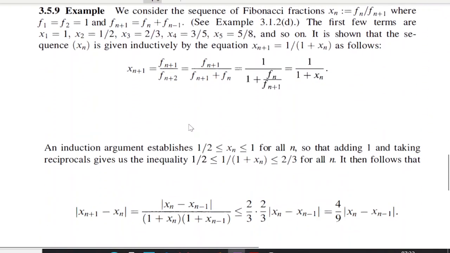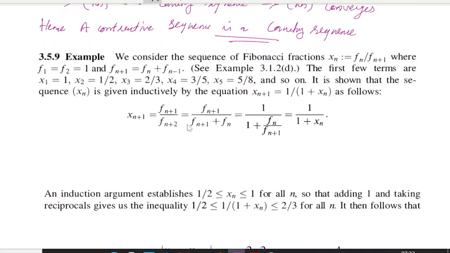Next we will have an example. This is called Fibonacci fractions. You know what is Fibonacci sequence and all. And using this Fibonacci sequence, we are forming Fibonacci fractions. It's nothing but xn is defined as fn by fn plus 1, where f1 and f2 are given to be 1 and fn plus 1 equal to fn plus fn minus 1, nothing but Fibonacci sequence.